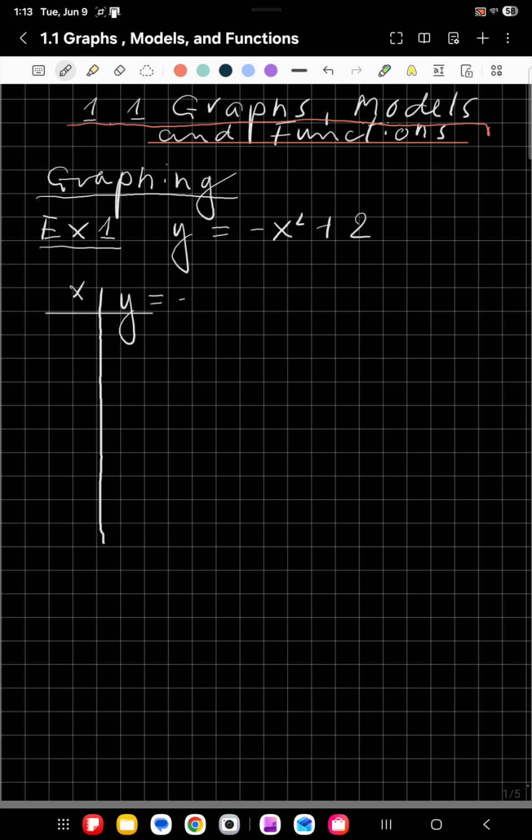So we have negative x squared, right? That's how we get the y values, plus 2. And then we pick a couple x's, right? We have a parabola that's symmetrical with respect to the y-axis. So it's good to see a couple points on the left and a couple points on the right of the y-axis. 0, 1, and 2. All right, so we plug in, so there is a minus in front of it. This is a minus. Let me erase that.